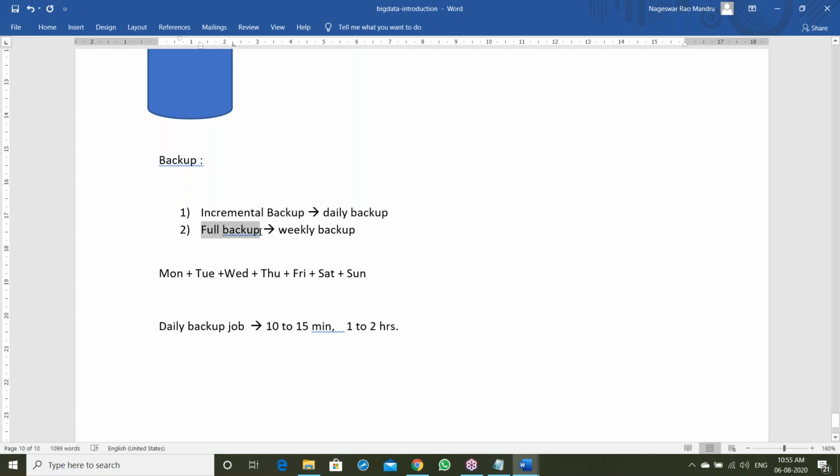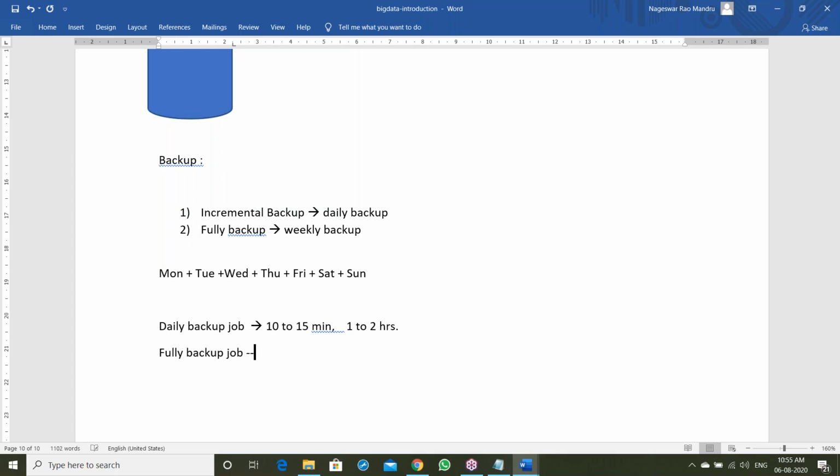Now the full backup, the weekly backup. In case of full backup, it runs once a week and takes the weekly data backup. In that case, what happens here with the full backup job?